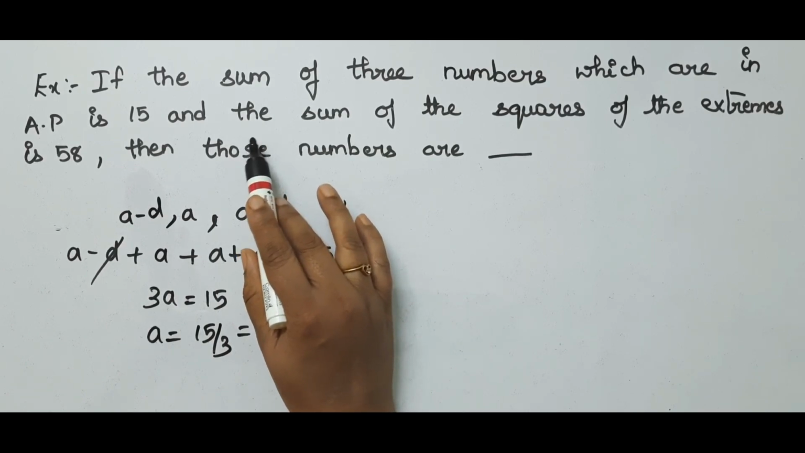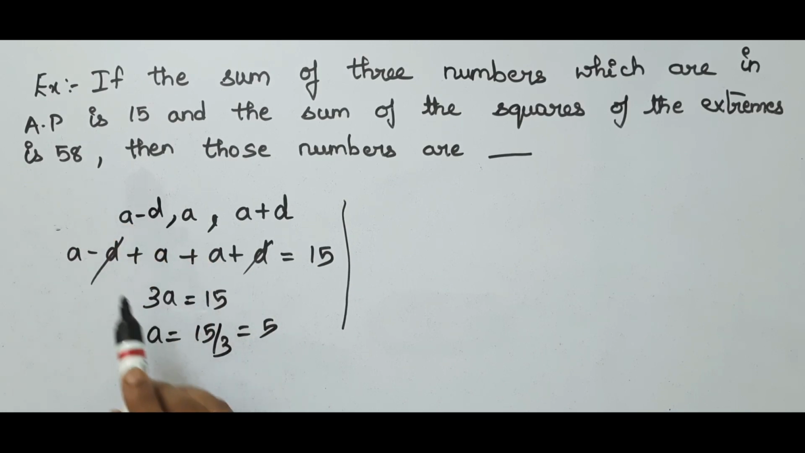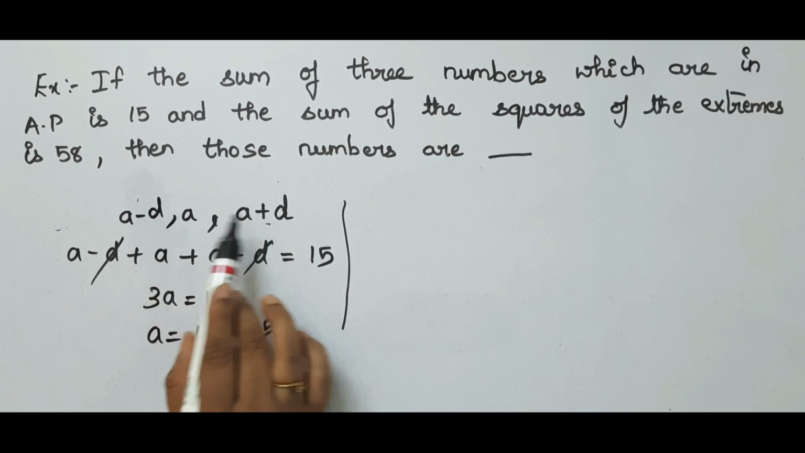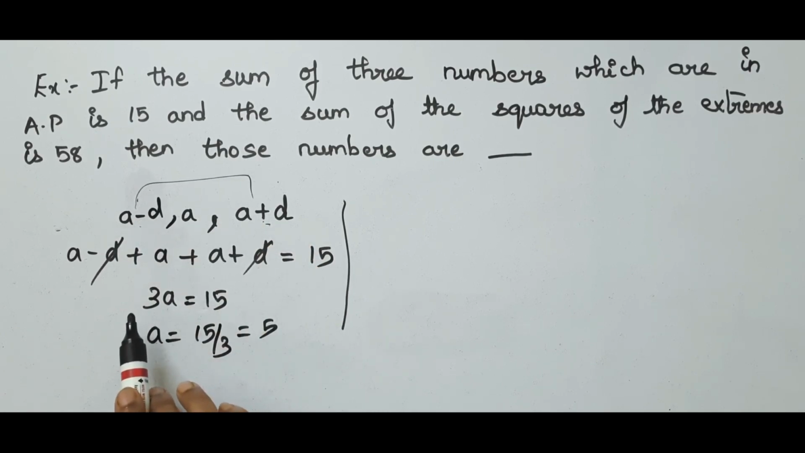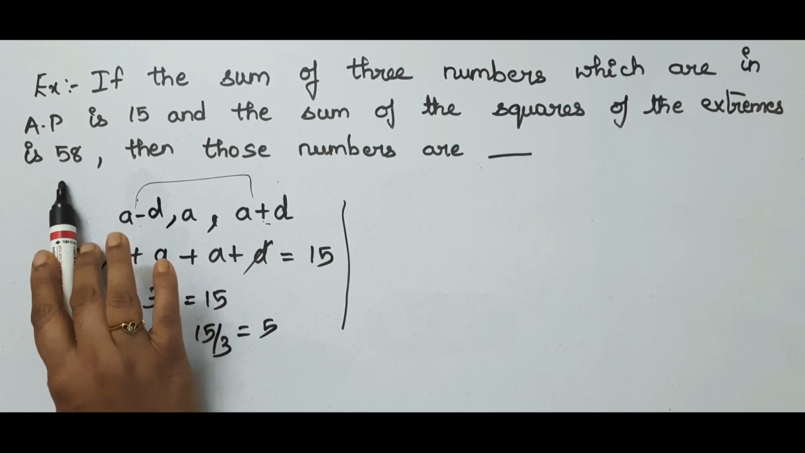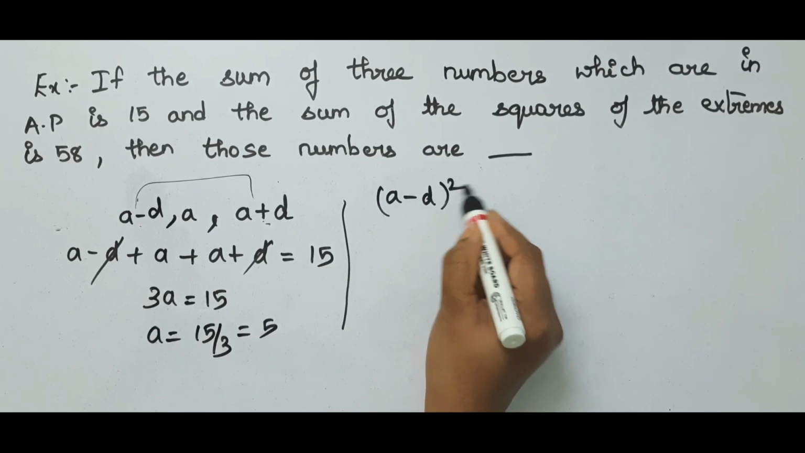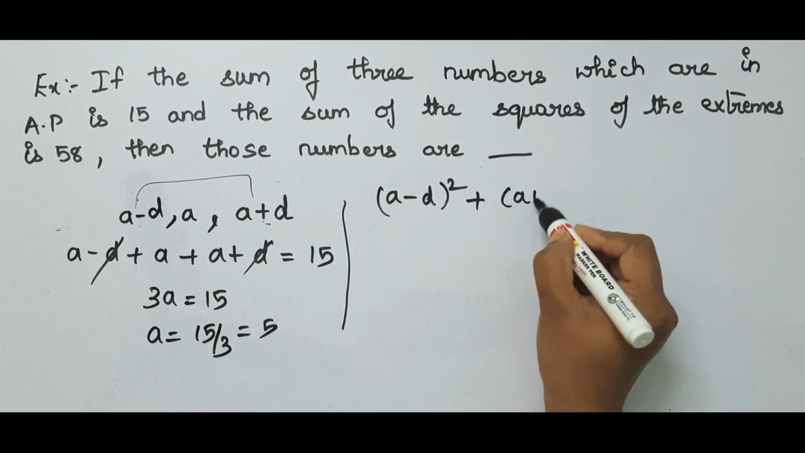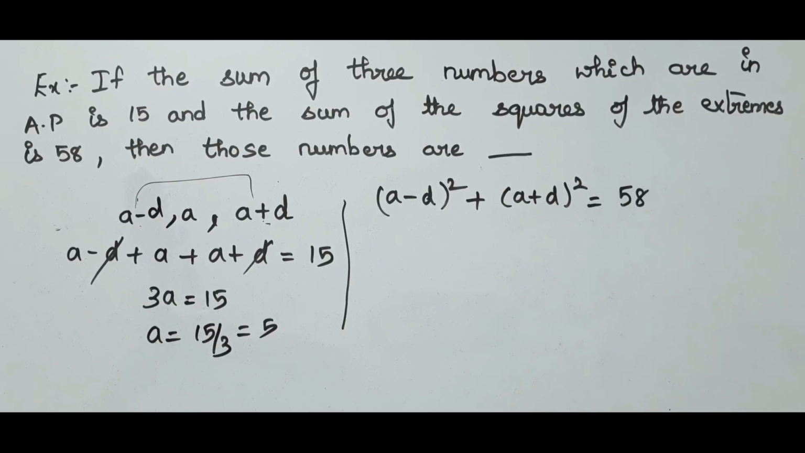Now the second statement is, the sum of squares of extremes is 58. Extremes means the first term and the last term, except the middle term. Extremes are these two, is it not? These two numbers are at the end. So the sum of squares of these two numbers is 58. That is what they have given. So that is nothing but (a minus d) whole square plus (a plus d) whole square is equal to 58. That is what they have given.